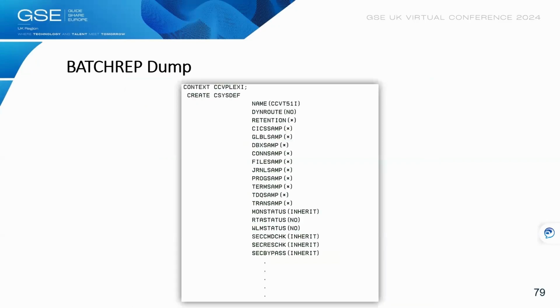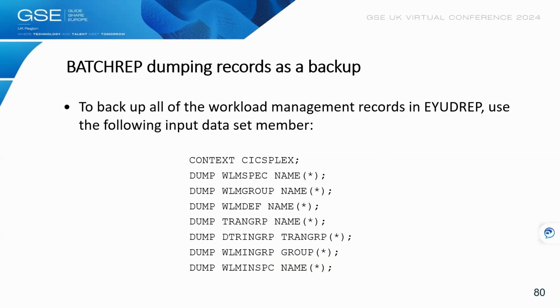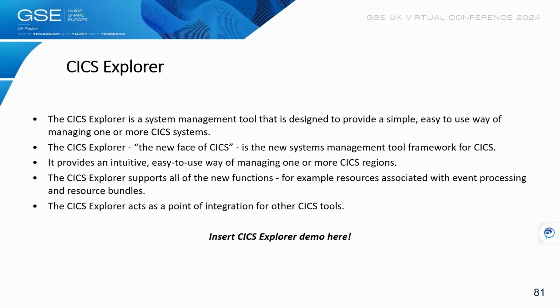Yeah, and that's just the CICS system definition. What I used to use batch repository for is to dump or back up my entire repository if I wanted to move it somewhere or change it or create something different. So I'd set my context to the CICSPlex name. I would dump my workload management stuff. So this is all workload management stuff, right? As well as all my CICS systems and my CICSPlex name. And life was good. I had a backup of everything I needed.